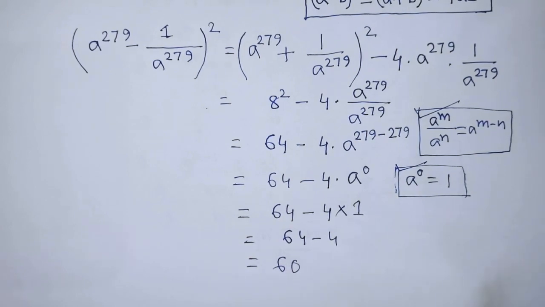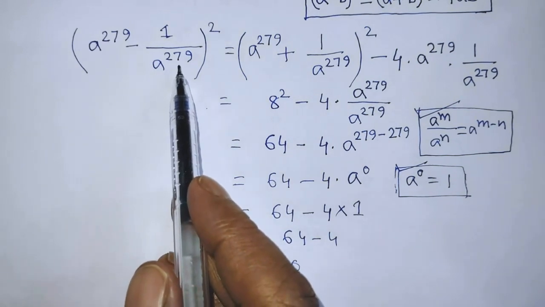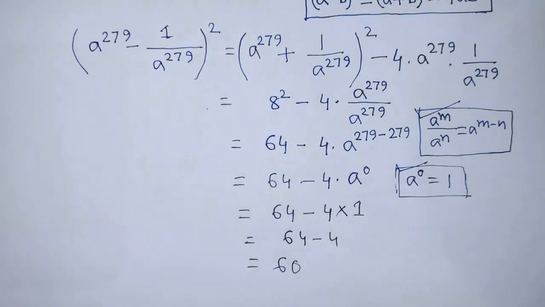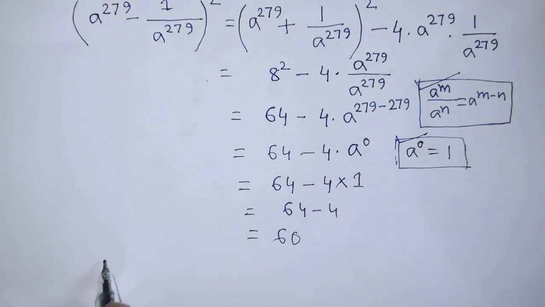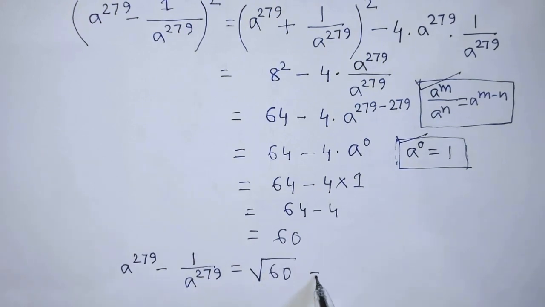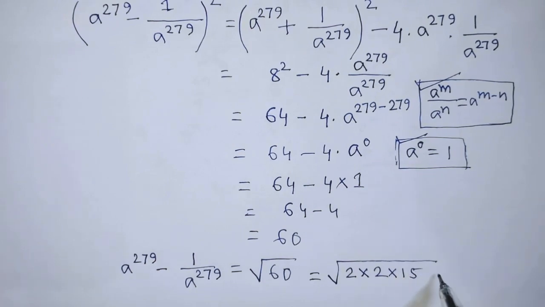So student, to find the value of a to the power 279 minus 1 over a to the power 279, we have to transpose the power 2 from left hand side to right hand side. So now we can write from this equation a to the power 279 minus 1 over a to the power 279 is equal to square root of 60. In the place of square root of 60, we can write in here 2 times 15, that is plus minus 2 square root of 15.